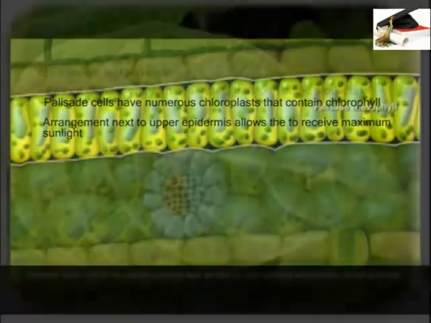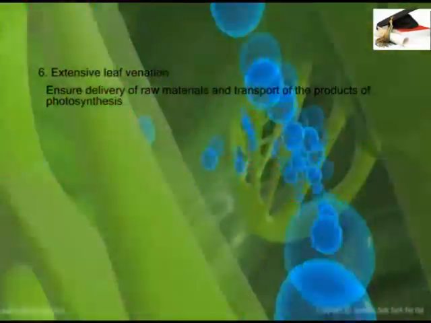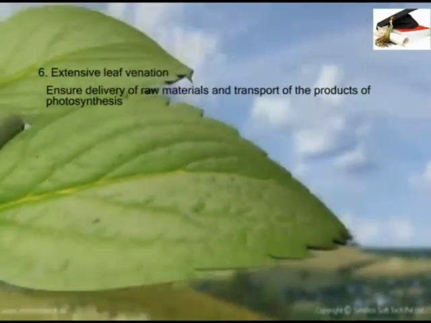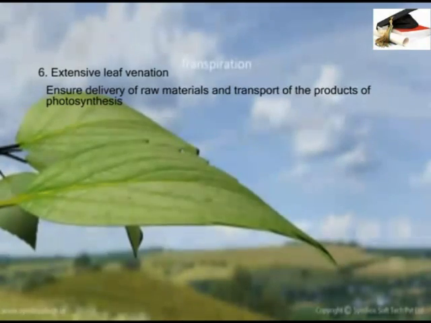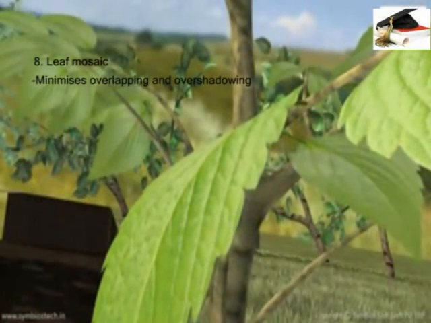The existence of extensive veins which conduct water and mineral salts to the photosynthetic cells and remove the products of photosynthesis. The air spaces in the spongy mesophyll layer are large enough to allow gases to circulate easily. Finally, the regular arrangement of leaves on the stem minimizes overlapping and overshadowing, and this is called leaf mosaic.